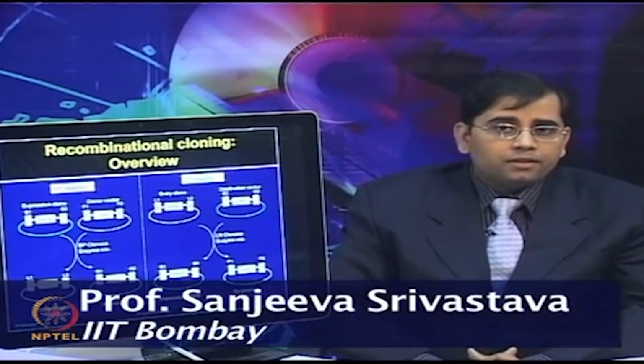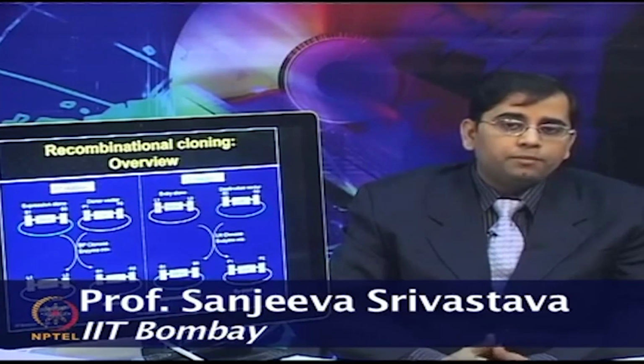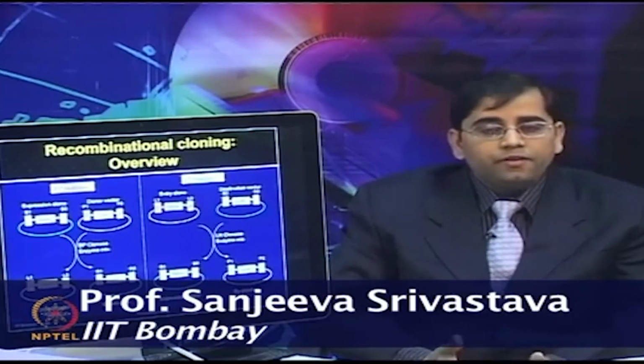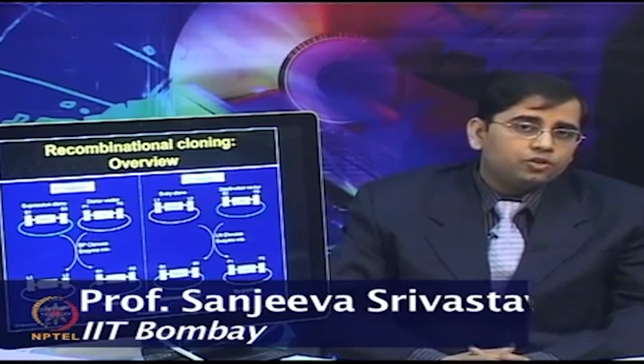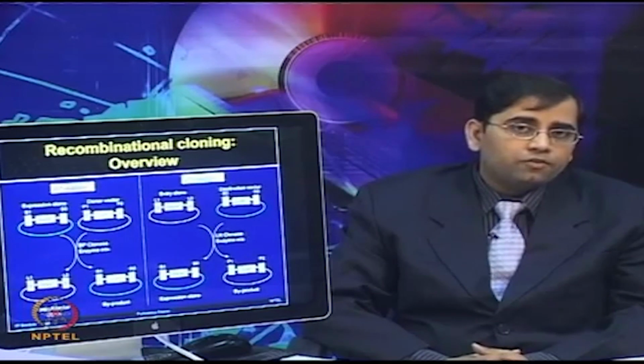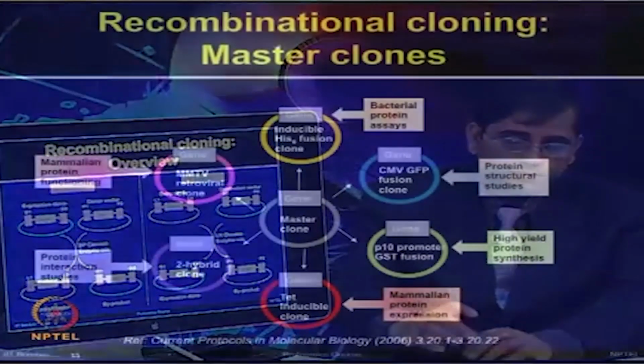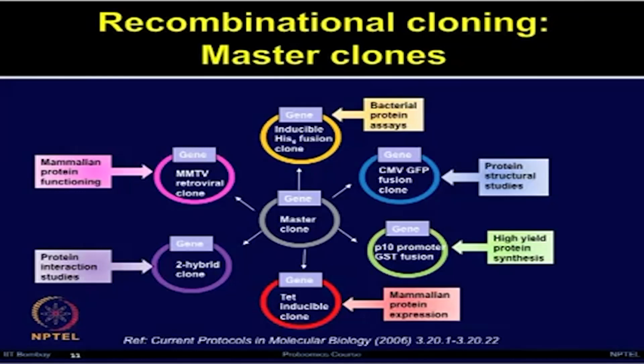So, the two steps are very quick. From the BP reaction, you can generate the entry or the master clones, which can be further used for transferring the gene of interest to the destination vector of your requirements. Now, once these master clones are generated, these are almost like gold clones. This repository can be very useful for various applications. So, you can transfer your gene of interest from these master clones to different types of destination vectors.